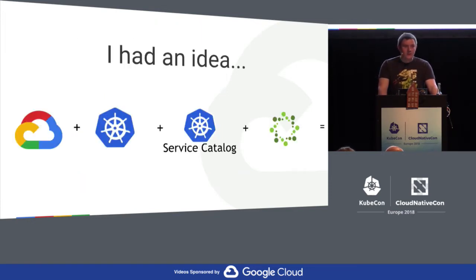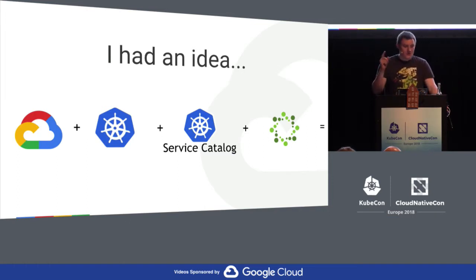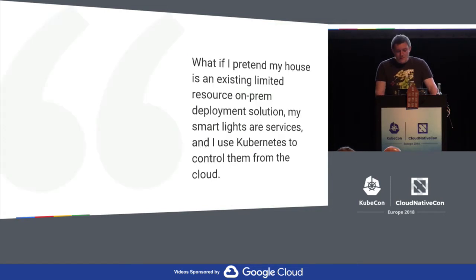As I was ramping up to the team, I saw a familiar pattern that these components could solve for me in a previous position. And I wanted to see if I could solve my past problems with the new tools, right? So I had a thought. What if I could use my home as an analogy for an on-prem deployment service? So I get Kubernetes to control my home.